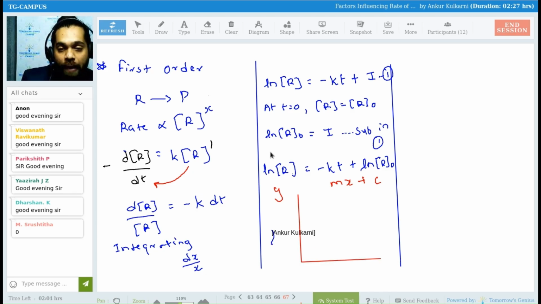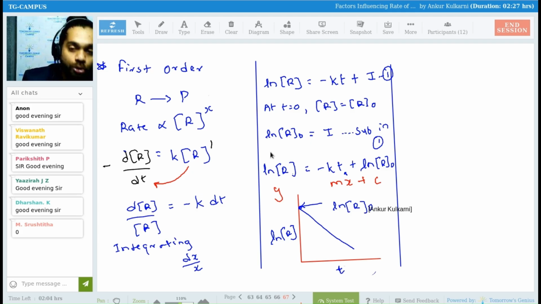Yes, so over here, y-axis is ln r, x-axis is ln r0, correct? Slope negative, so graph like this. Oh, so sorry, x-axis should be time, t. And intercept is nothing but ln r0. And slope is minus k.